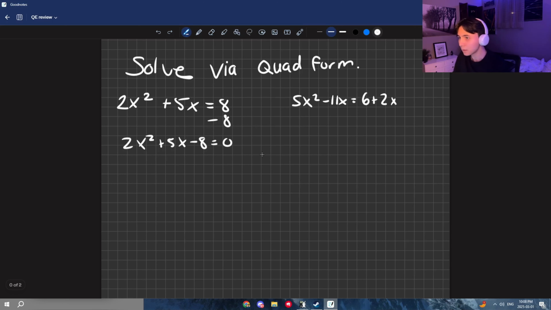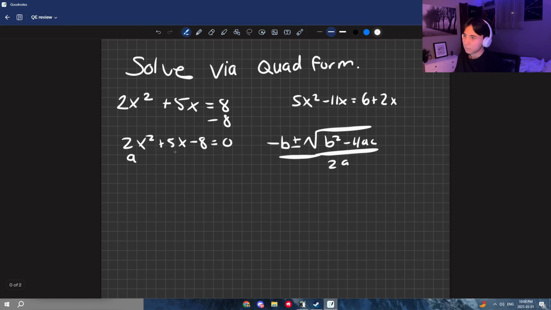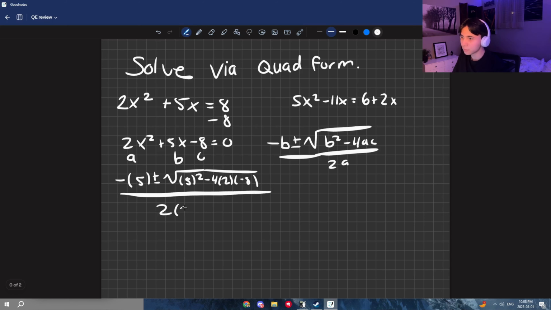So if you recall, the quadratic formula is negative b plus or minus the square root of b squared minus 4ac, over 2a. So we're going to label it a, b, and c. And since our b is 5, we're just going to plug in all our values. So we have negative 5 plus or minus the square root of 5 squared minus 4 times 2 times negative 8, and then we're going to have this all over 2 times 2.